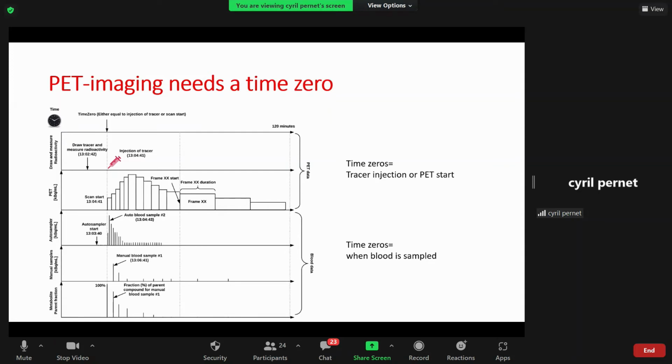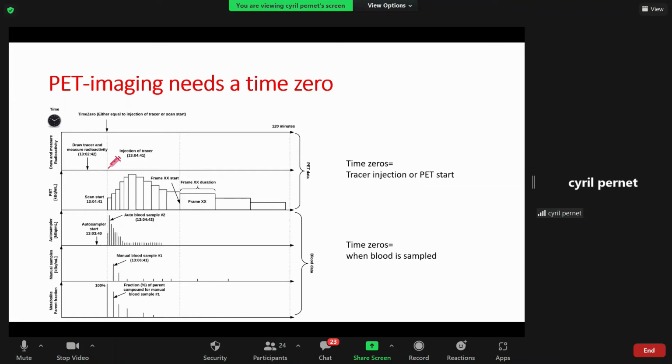The zero time could be just as you start scanning, because you inject and scan right away. Or for instance, with some tracers, you need to inject half an hour before scanning. So you need to know that particular time, and that defines the tracer injection. Then you also have a related use of that, which is when you sample the blood.